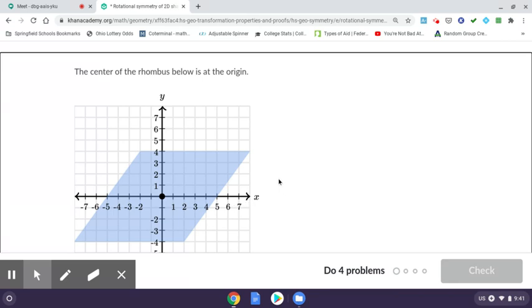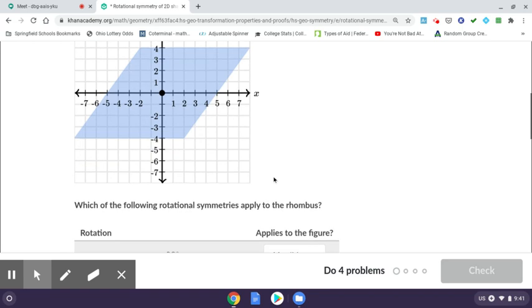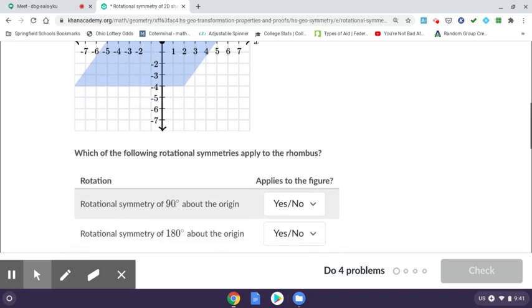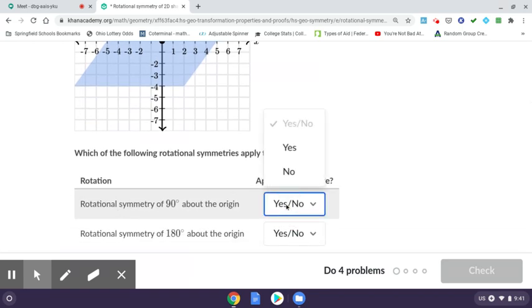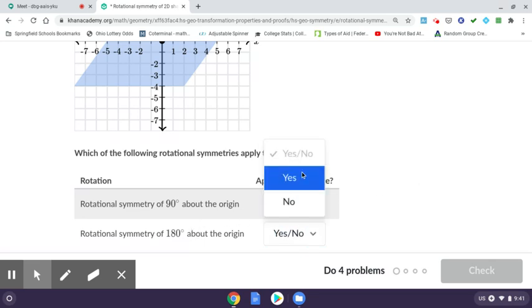So my answers down below have to either be 180 or any multiple of 180 that's less than or equal to 360. So if we take a look down here, does this have rotational symmetry of 90? No, 90 is not a multiple of 180. Does it have rotational symmetry of 180? Yes, we just determined that it does.